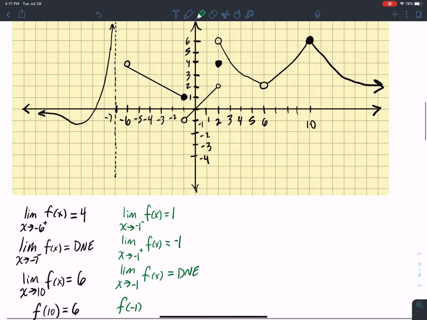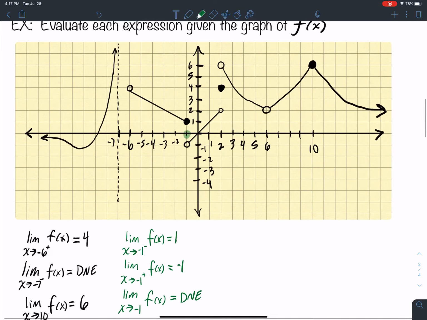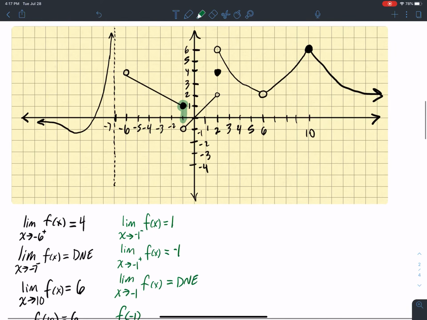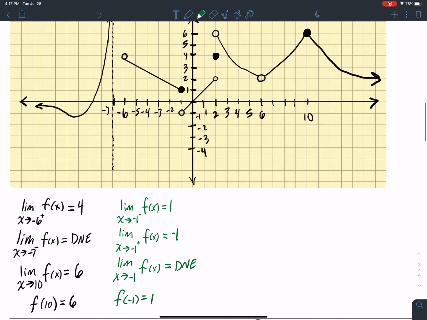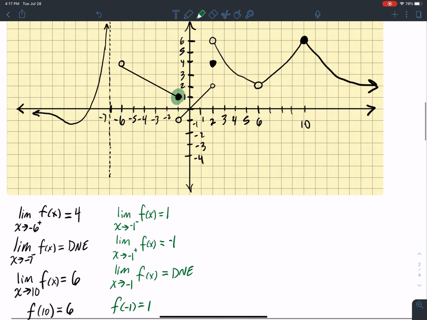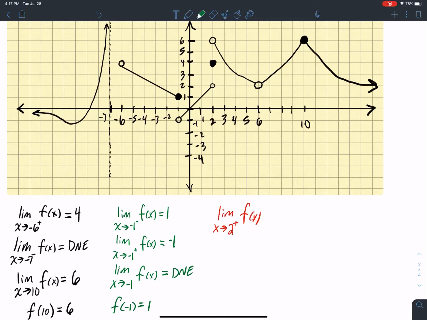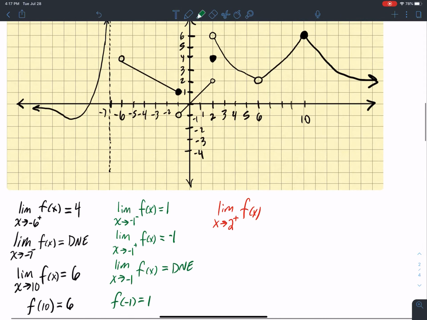Now, what about f of -1? If I plug a -1 into my function, it looks like it's going to output where the dot is, the solid dot, not the open one, which is equal to 1. So the function is defined at -1. It equals 1. Okay?